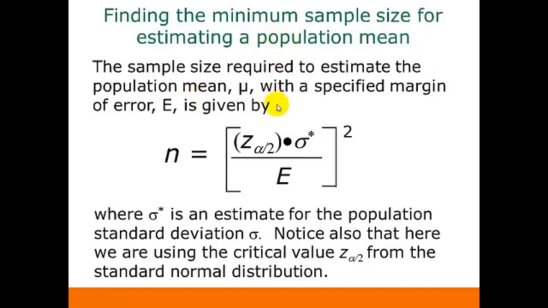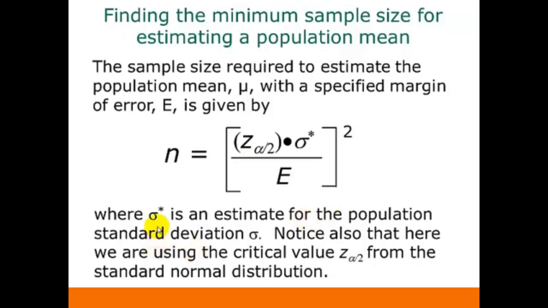So the sample size required to estimate the population mean, mu, with a specified margin of error, e, is given by this formula. We have n equals z alpha over 2 times sigma star divided by e, and that whole quantity is squared. There are a couple of different things about this formula.